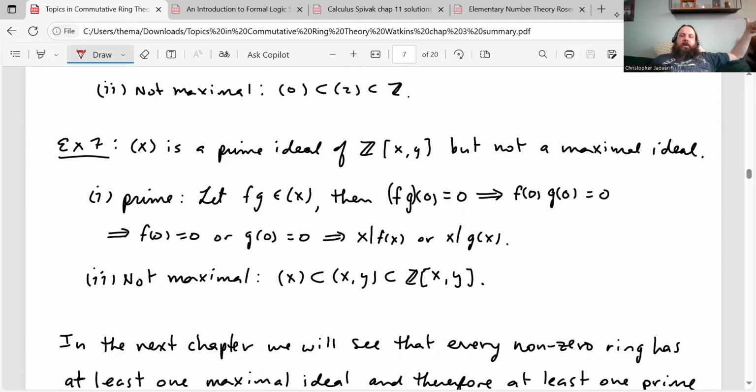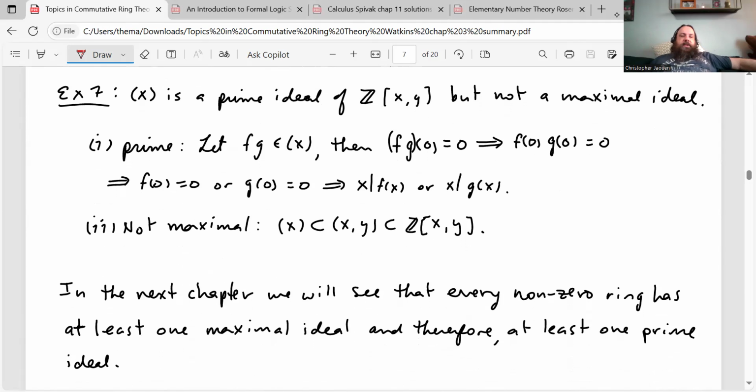And since those values give you roots, f of 0 equals 0, or g of 0 equals 0, which implies that x divides f of x, or x divides g of x. So that means that the ideal is prime. And then also we can see that it's not maximal, since the ideal generated by x is a proper subset of the ideal generated by x and y, which is a proper subset of the entire ring Z[x,y].